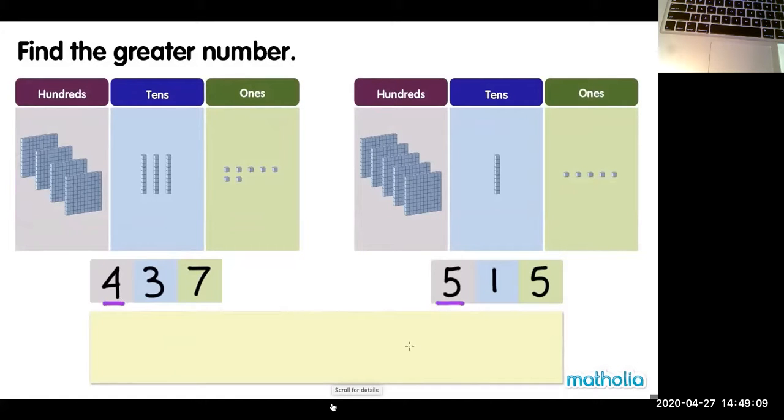4 is smaller than 5. 5 is greater than 4. So, 515 is greater than 437.